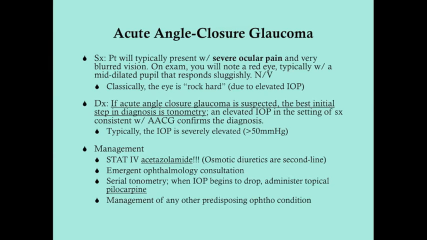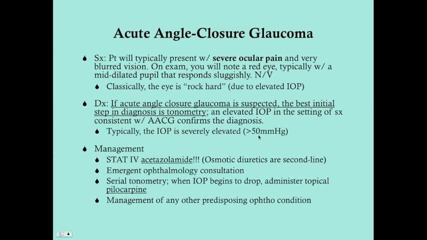So on presentation, the patient will typically present, they will always present with severe ocular pain. That's a key feature of this, eye pain, and also very blurred vision. So the red eye with acute angle closure glaucoma is a secondary finding. Of course, acute angle closure glaucoma is a differential of red eye, but when the patient comes in with acute angle closure glaucoma, they're not going to come in and say, "Doc, my eye is red." They're going to come in and say, "My eye is so painful, I'm throwing up, I feel sick, and I cannot see out of it."